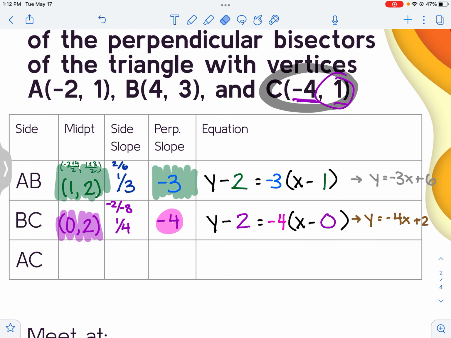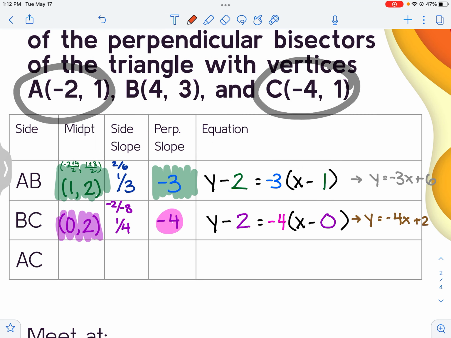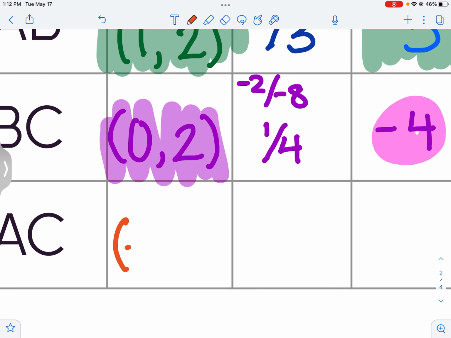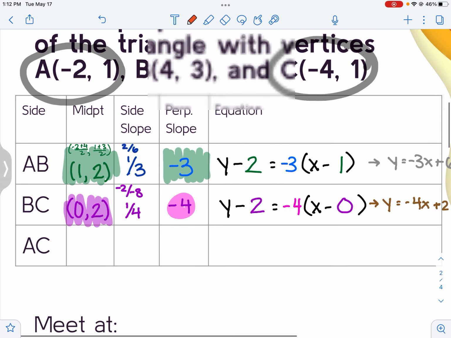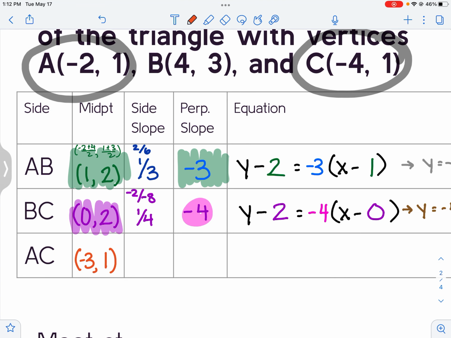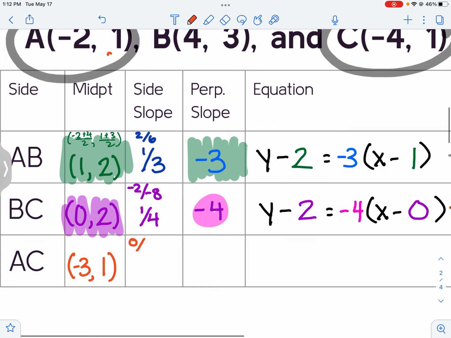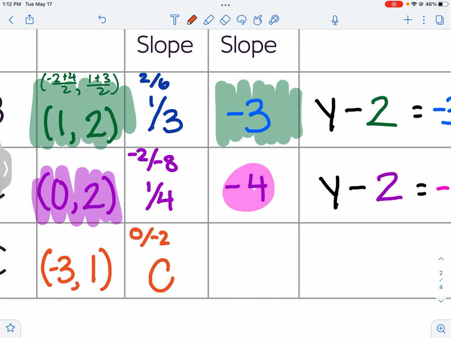We're going to find one more equation. Again, I'm using A and C. -2 plus -4 is -6, cut in half is -3. 1 plus 1 is 2, cut in half, I'm back at 1. From 1 to 1, my change in y is 0, and my change in x is -2. This slope is 0. And the perpendicular slope for a slope of 0 is going to be undefined.